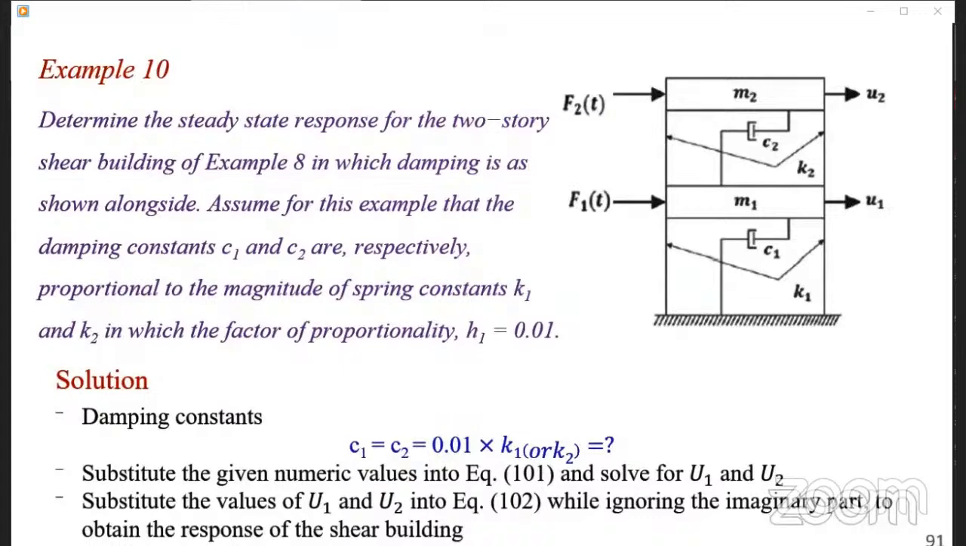You are required to determine the steady state response. Of course, what are U1 and U2? How do they vary with time? So what you just need to do is substitute the given numeric values into equation 101 and so forth, the amplitudes U1 and U2. And then you substitute the equations U1 and U2 into 102, while ignoring the imaginary part, to obtain the response.